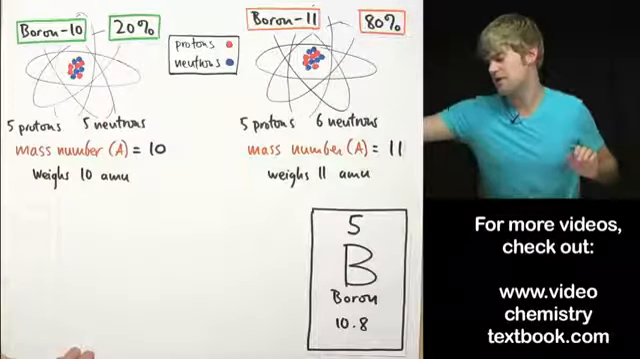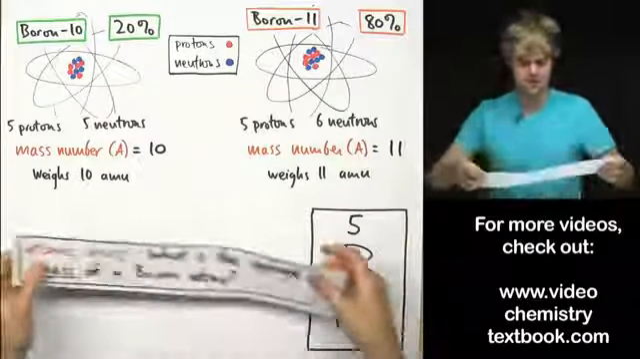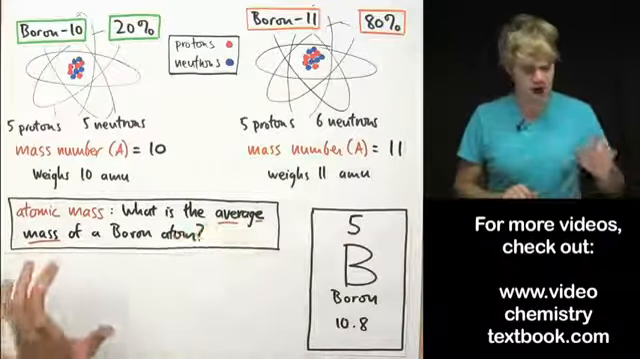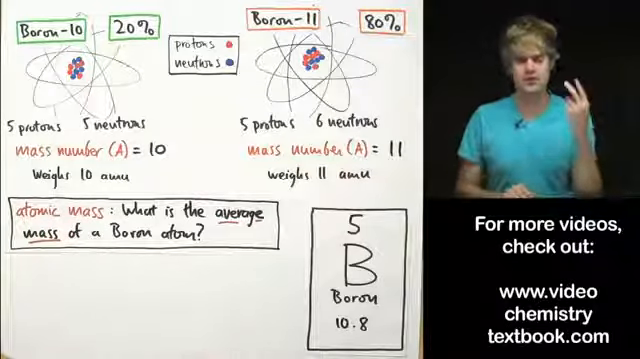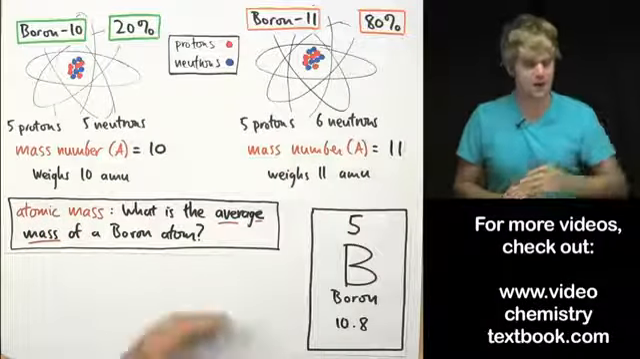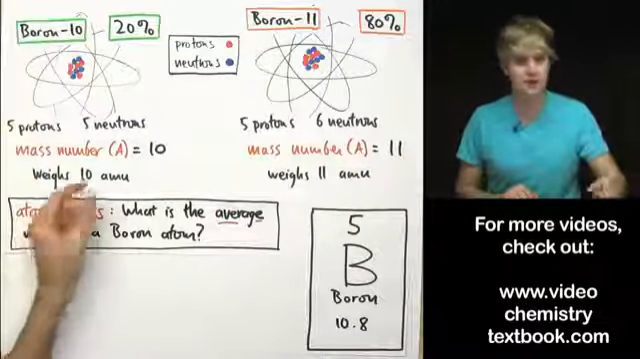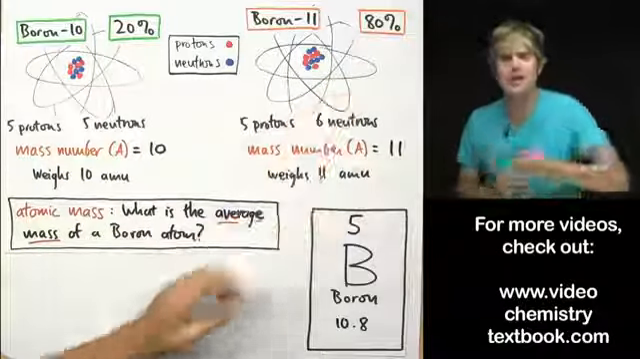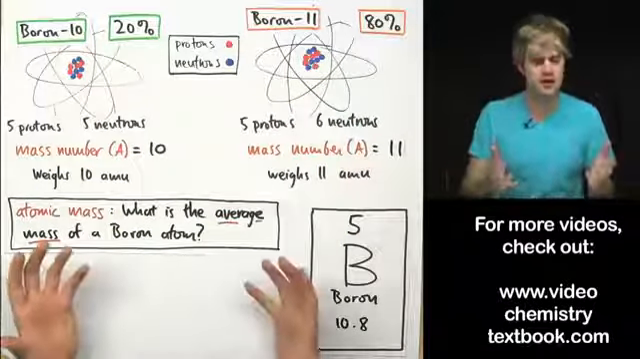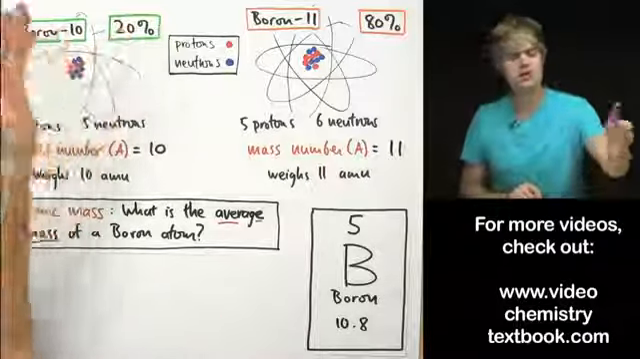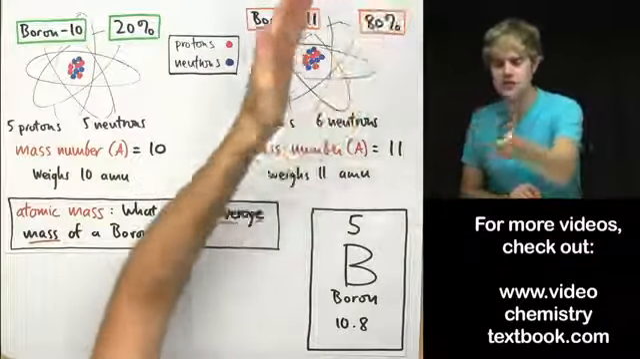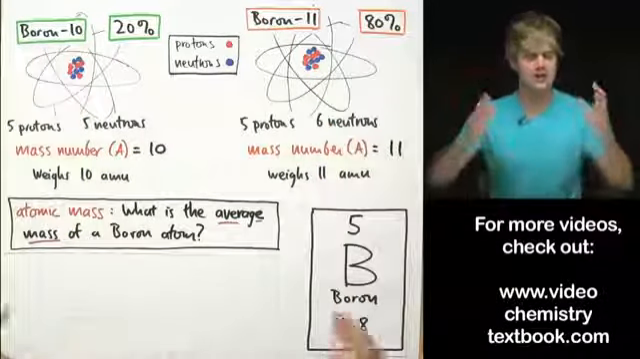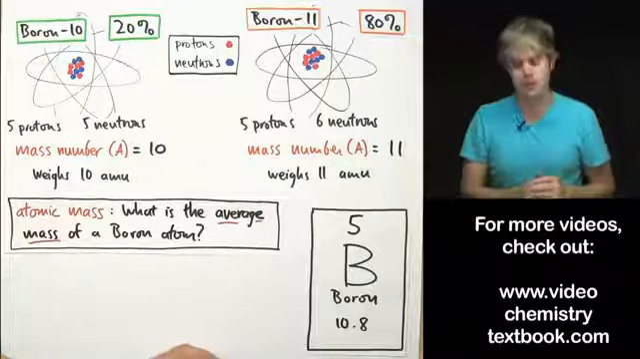This leads us to the idea of atomic mass. Now, atomic mass asks what is the average mass of a boron atom. We've got these two types of boron atoms. We've got boron 10 that weighs 10 AMU. That's what its mass is. And we've got boron 11, which weighs 11 AMU. That's what its mass is. But here's the thing. There's only 20% of this guy and 80% of this guy. So now we're asking, got these two types of boron, what is the average mass of a boron atom?